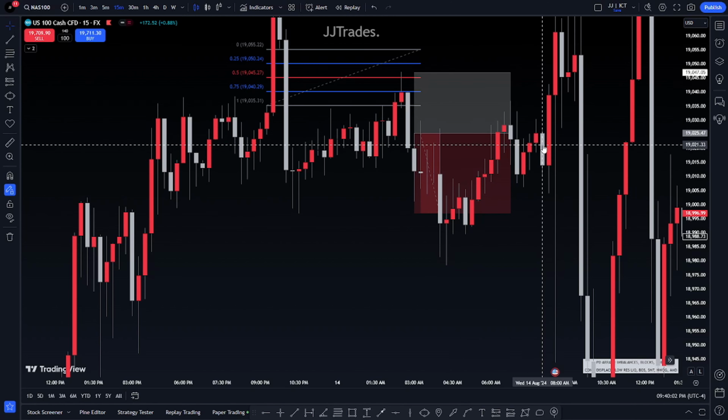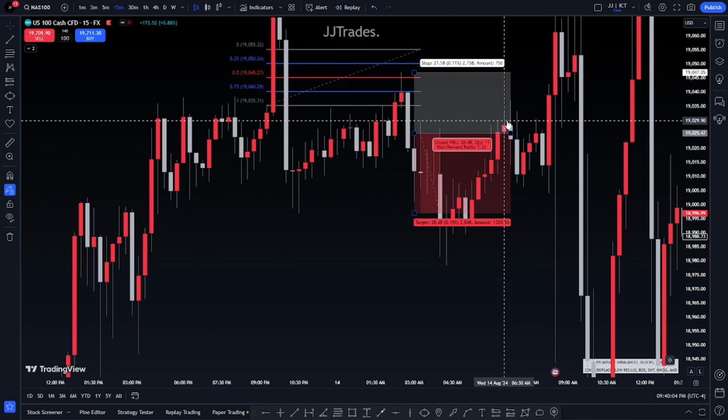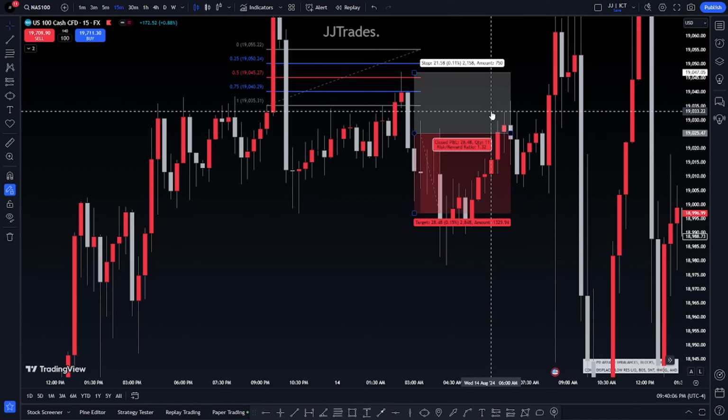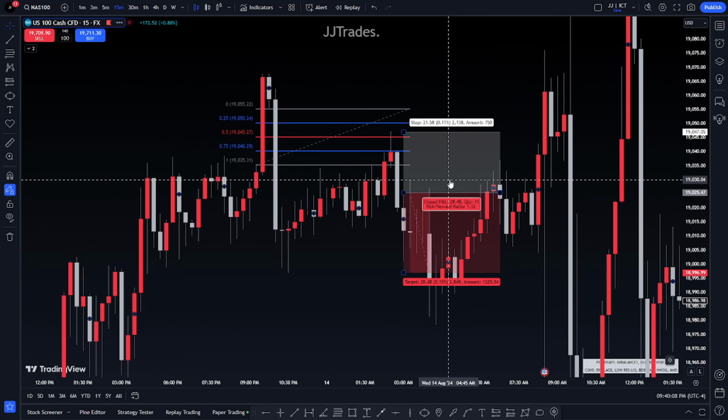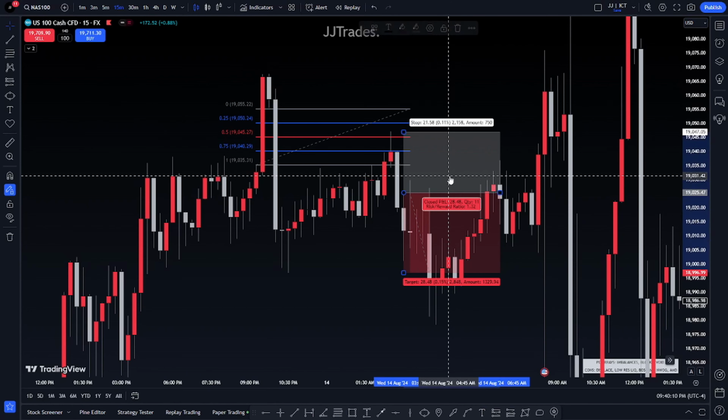Did it work? Yes, it did. Was everything in your favor? Yes. Did you use the confluences correctly? Yes. Did you use consequent encroachment correctly? Yes. So, this isn't a terrible trade. You made money. You're good. It's not like you didn't follow your plan.